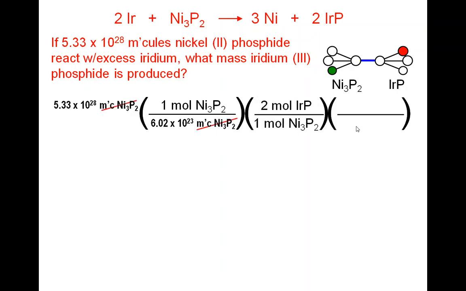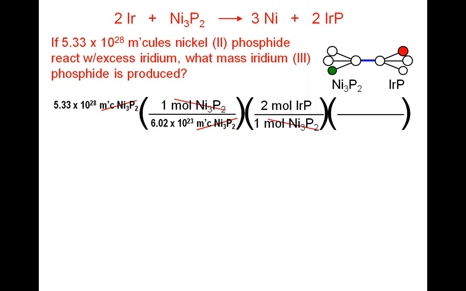Don't want moles, I want grams. Moles on the bottom, grams on top. Look at your periodic table. Grams of iridium on the top, grams of phosphorus. Add them together, iridium and phosphorus. Iridium, looking on the periodic table real quick, is number, where is that fool? Iridium, where are you, baby? Iridium's number 77, it's 192.2, and phosphorus is 31.